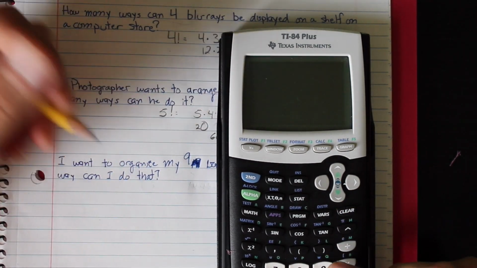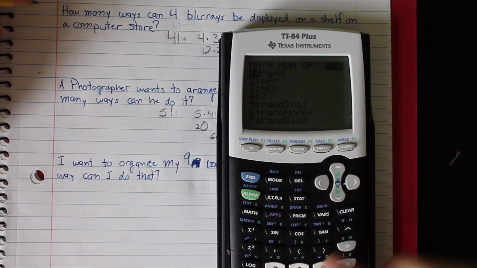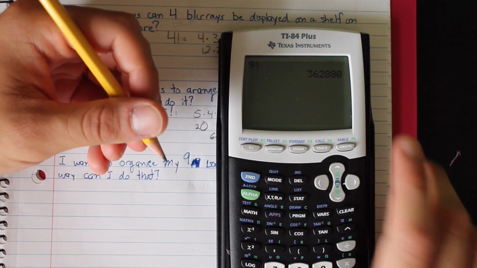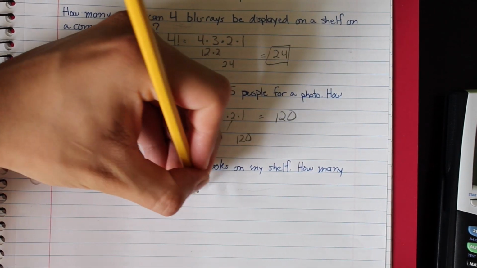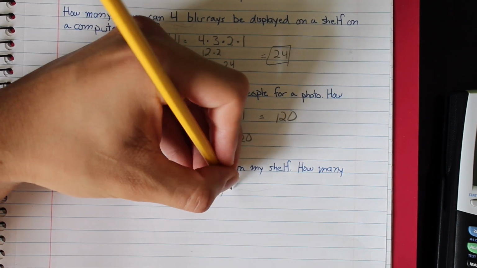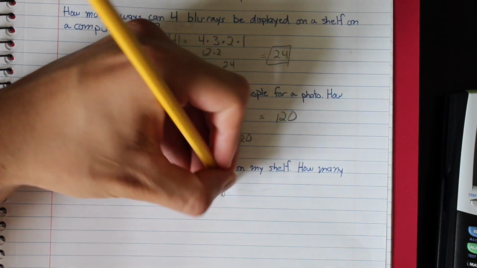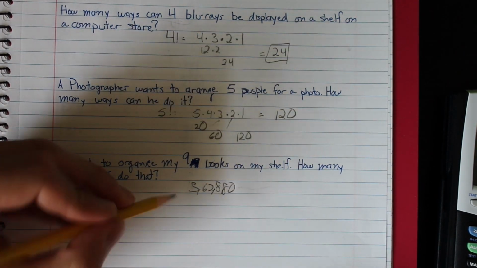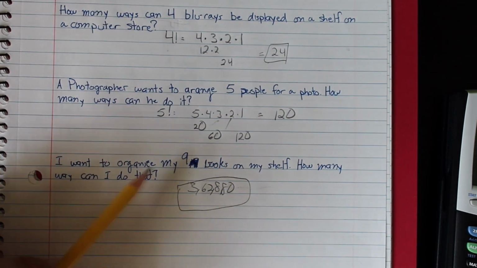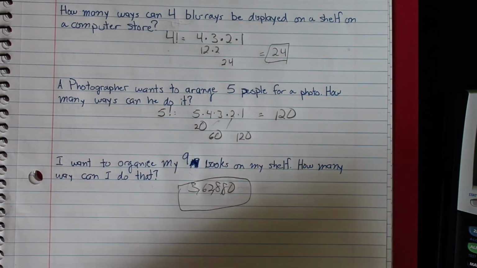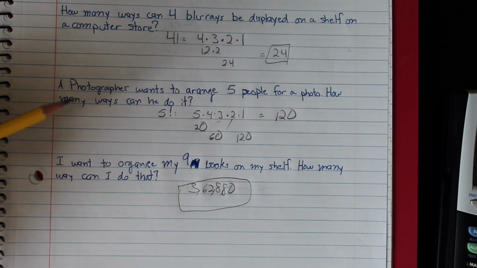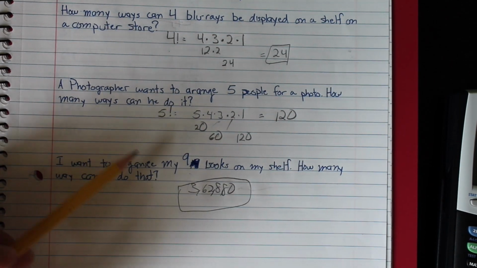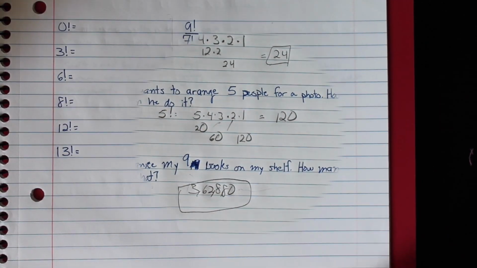Well, first I have to type in the number, so 9, and then you do that, 4 factorial, and then that should give you 3,628,000. Oh no, sorry. 362,880 different ways, okay? That should be your answer for this one. The reason I did that on the calculator is because it's a very large one. So if it's a number more than like 6 or so, you want to do it on a calculator to make it easy.